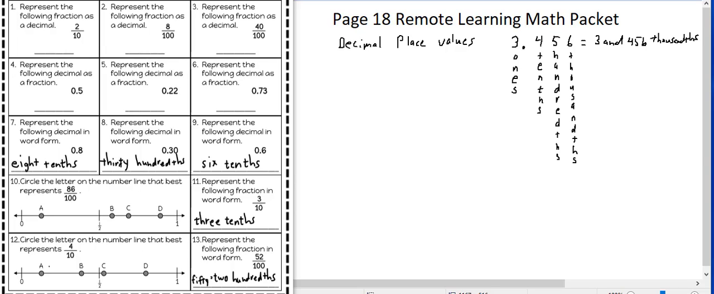All right, here we are with page 18, the remote learning math packet. Just want to go over decimal place values real quick. So I have this number, 3.456. I know, real creative, right?